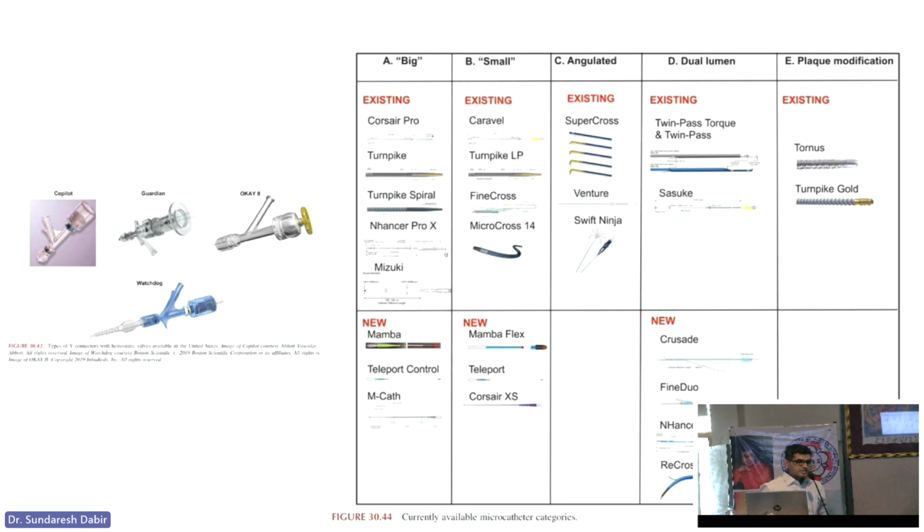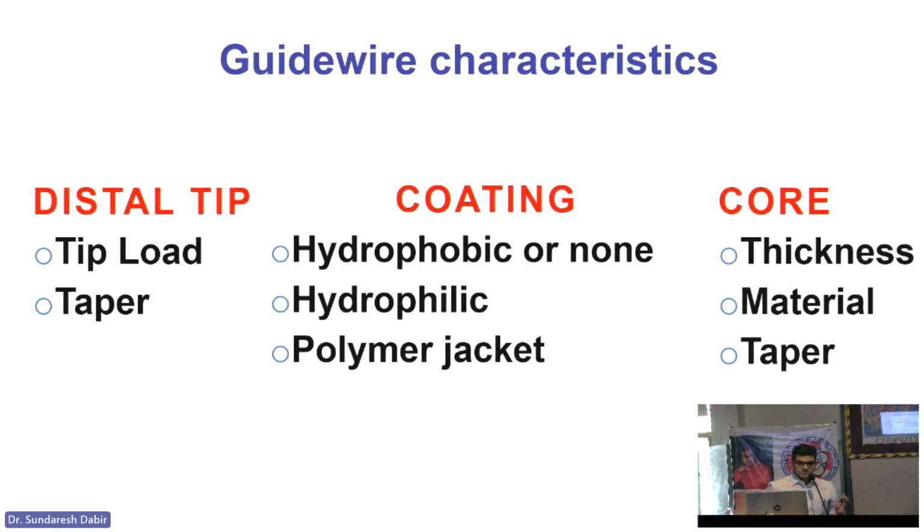So microcatheters, why do we use microcatheters? Not just for exchanging wires, it's also used for wiring side branches and in some cases also to pass the lesion. Okay, so coming to guide wires, you just need to know that every guide wire has a tip and that tip has a particular weight. And there is coating, either hydrophilic or hydrophobic.